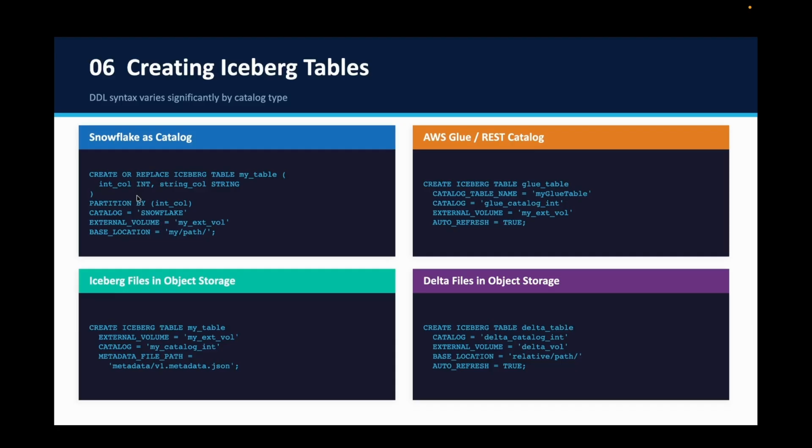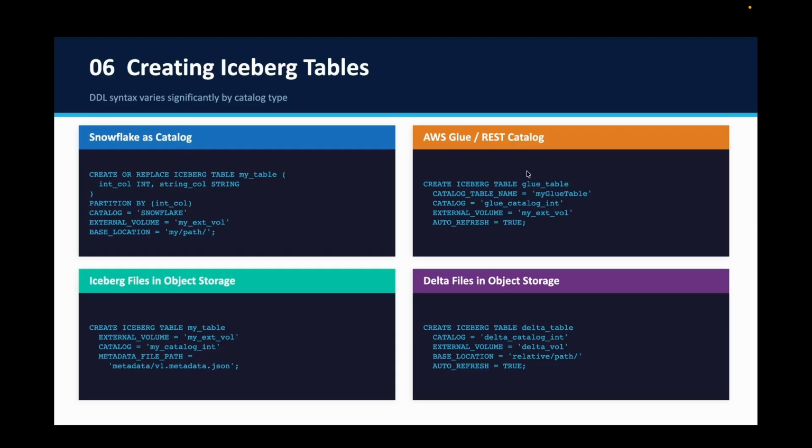Because it is a managed Iceberg table, because we are using Snowflake as a catalog, we are providing partition by and the column name. Referring to catalog equals Snowflake, that becomes a Snowflake managed Iceberg table. We also refer to the external volume that was created earlier, the base location of the table where it would save the data. This is about Snowflake as a catalog, so we can also call it a Snowflake managed Iceberg table.